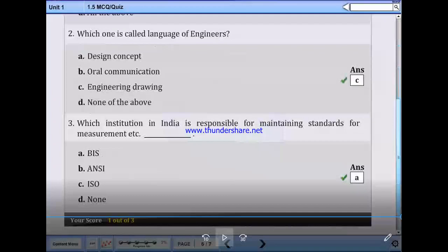Third question: which institution in India is responsible for maintaining standards for measurement, etc.? BIS means Bureau of Indian Standards, ANSI, American National Standards, ISO, International Standards of International, and none. So for this third question, the answer is BIS, Bureau of Indian Standards.